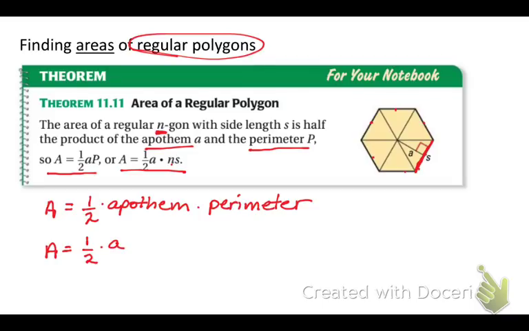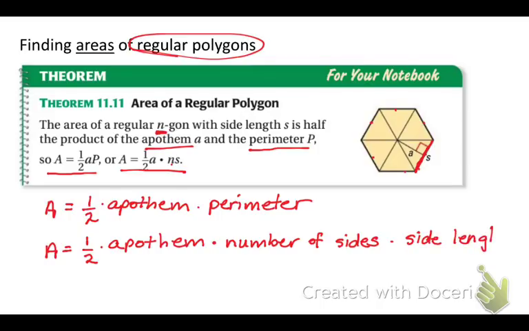It always starts out with 1/2 times the apothem, so you always need to know what the apothem is, but then you can multiply it by the number of sides times the side length. Okay, whichever way works for you is good. And the way it's going to work for you is dependent on what information you're given in the problem. So use whichever formula you have the information for. Okay, so let's go on.